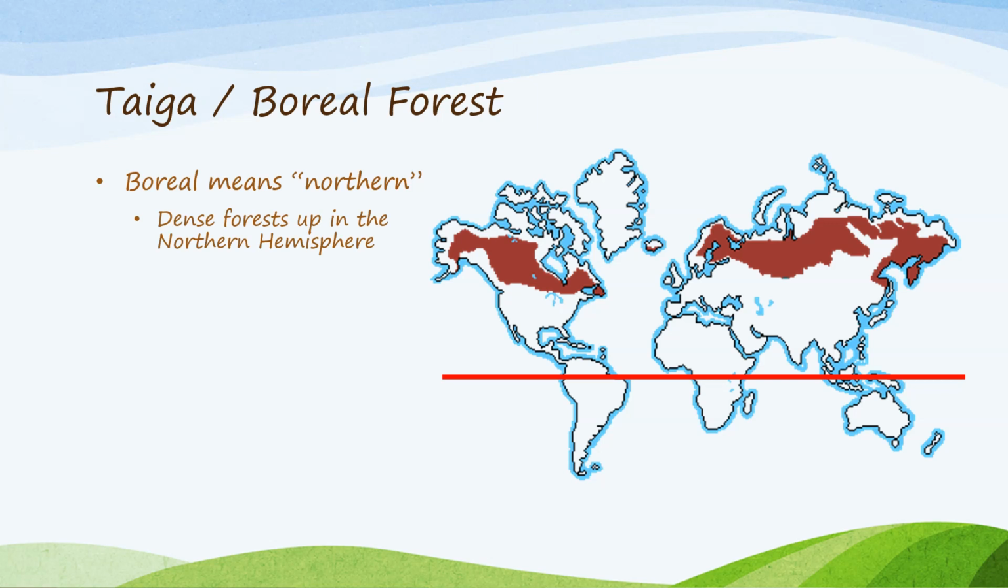So lots and lots of trees. It is very dense here. And we're not talking about the furthest north. We're not quite there yet. We're talking about like further north of us, but there's still plenty of trees. So it's these dense forests in the northern hemisphere.